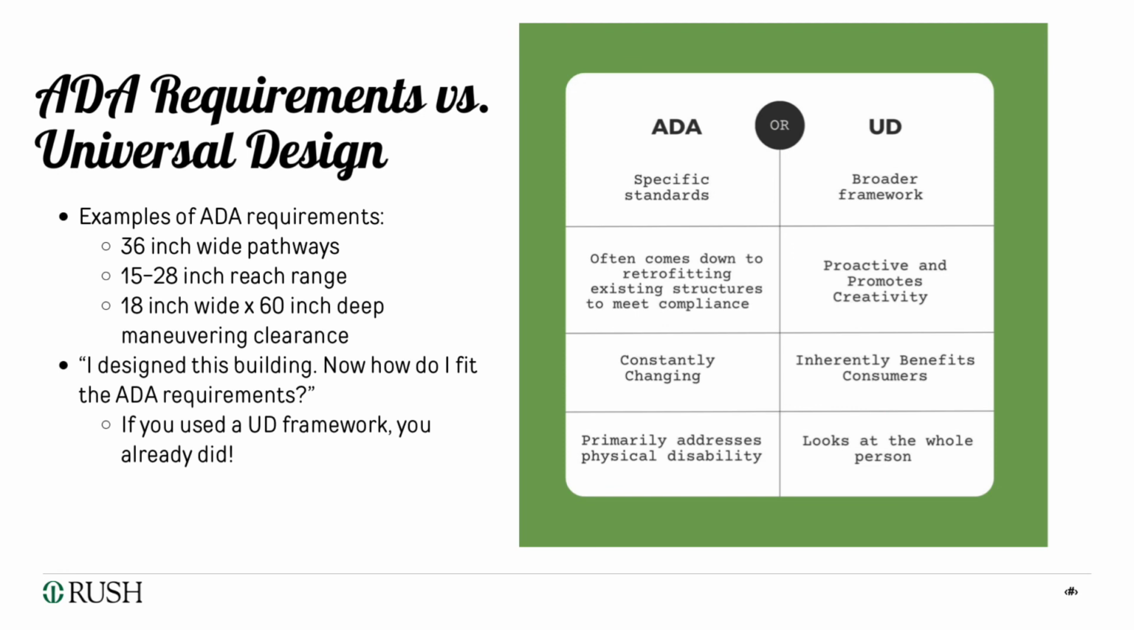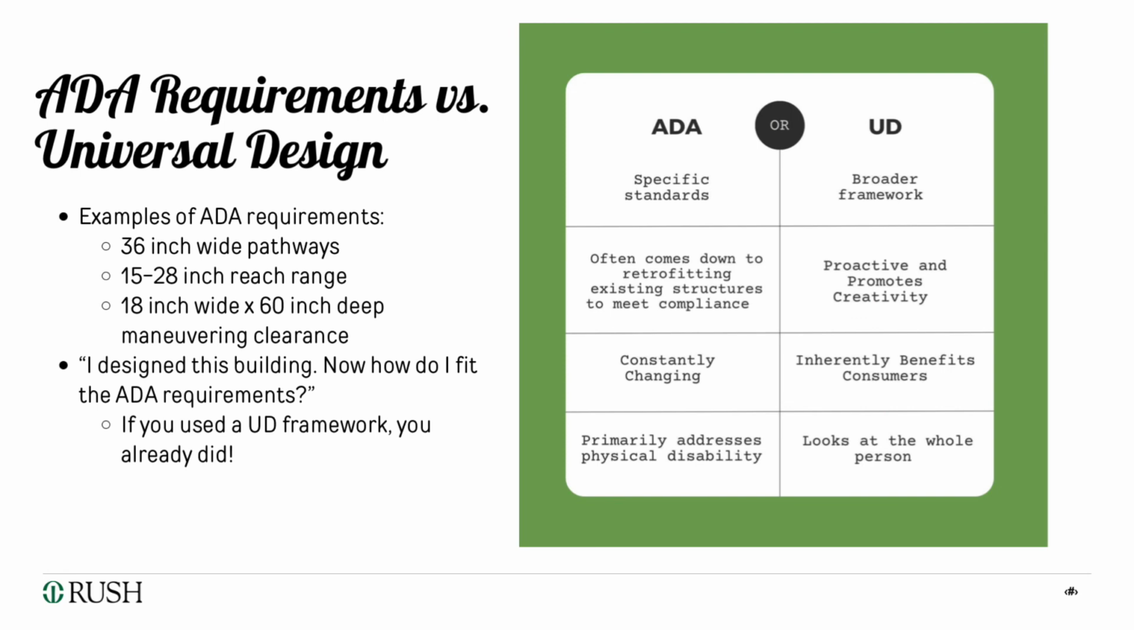Now let's explore some of the ADA requirements in comparison to universal design as a framework. So ADA is very specific and numerical, and it often comes down to retrofitting existing structures to meet the compliance and follow the law. So imagine you're an architect faced with the question, I designed this building, now how do I fit the ADA requirements? This is what architects are facing all over the country.